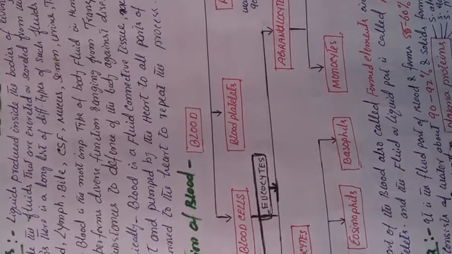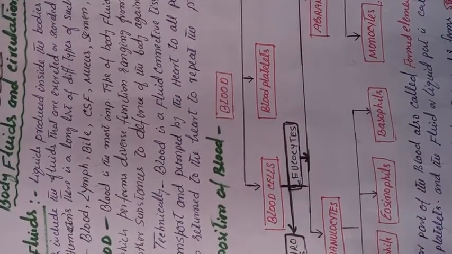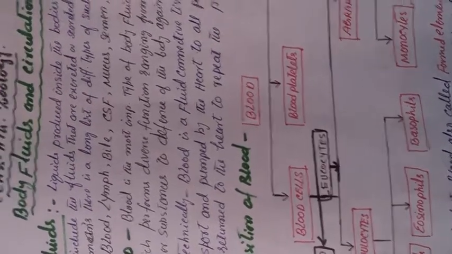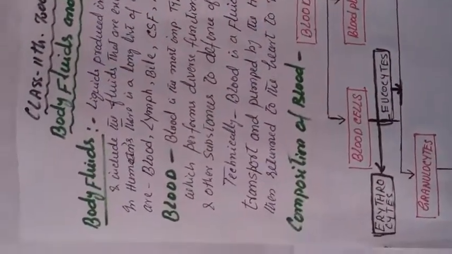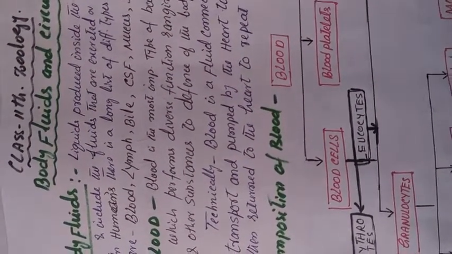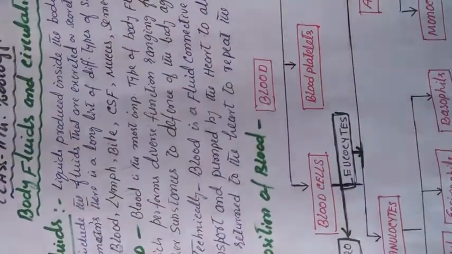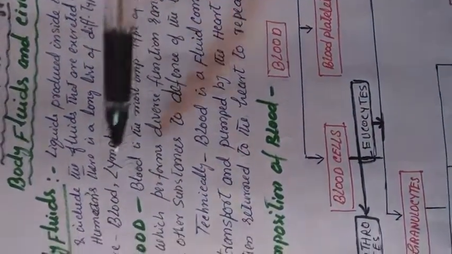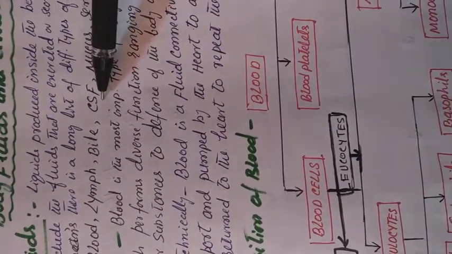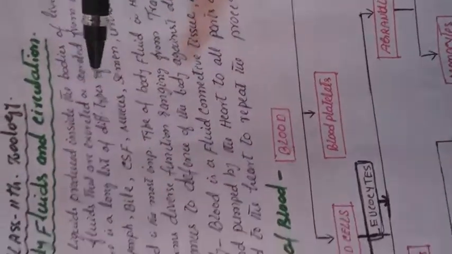Today we will discuss body fluids and circulation. Body fluids are the liquids produced inside the body of living organisms and include the fluids that are excreted or secreted from the body. In humans, there is a long list of different types of such fluids. The important ones are blood, lymph, bile, CSF or cerebrospinal fluid, mucus, semen, urine, tears, saliva, etc.